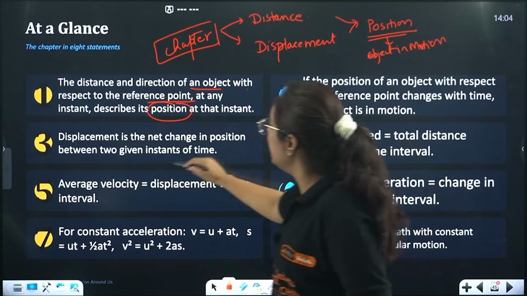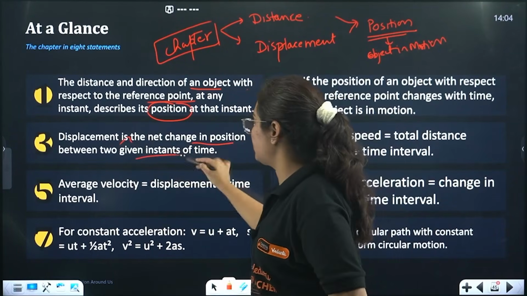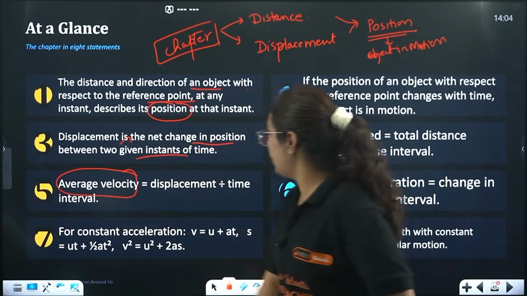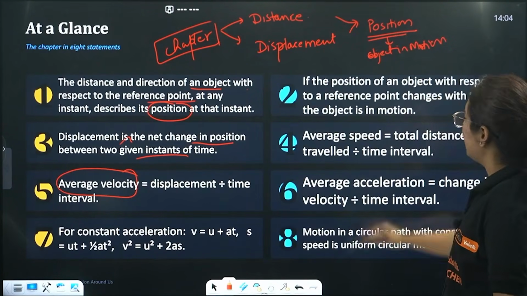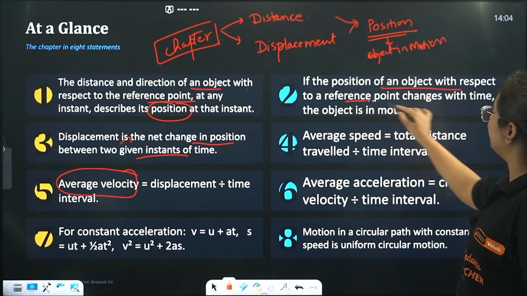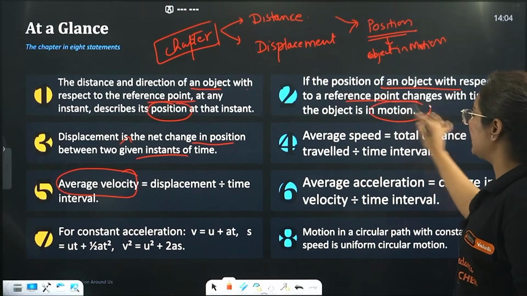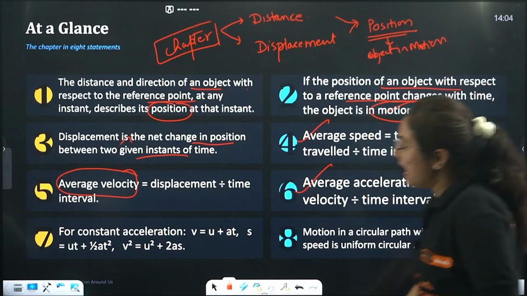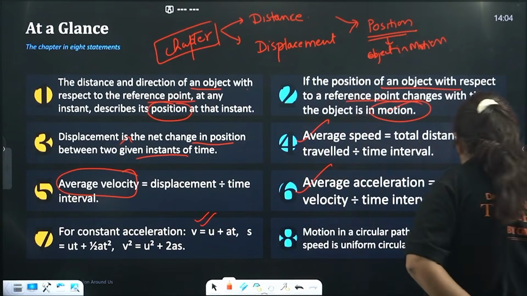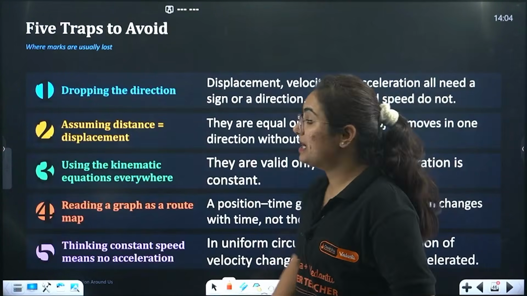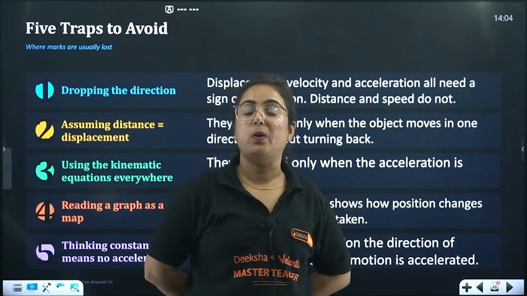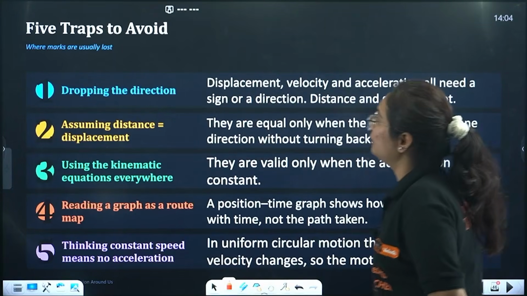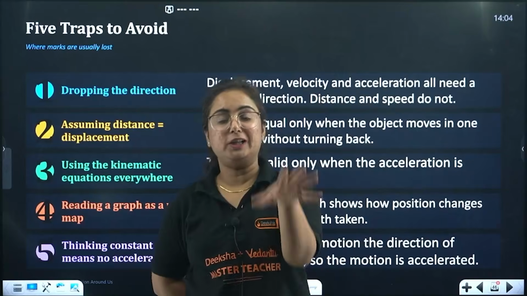Clear? Very good. Displacement is the net change in position between two given instants of time. Then average velocity is displacement upon time. If the position of the object with reference to a point changes with time, this is known as motion. We learned about average speed, average acceleration, and kinematic equations that will help you solve a number of MCQs that are going to come in your exam. I hope this was a helpful session for all my students. Don't fall into the traps.